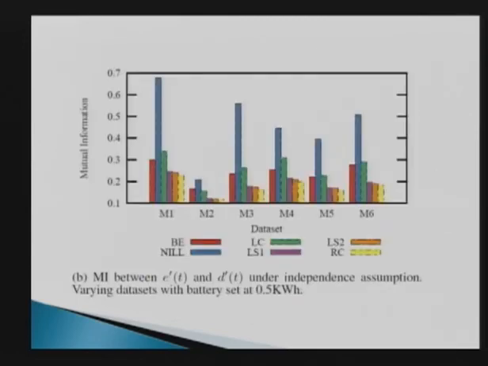And here are some results we got from our experiments. We can see from the results, this is the mutual information. Remember that smaller values mean we get better results. So we can see here, our method is the right 4 bars. The green is not good enough, but the others are good. This is the measurement of directly putting the mutual information on D prime and E prime. The battery setting is 0.5 kilowatt hour. We can see our result is better here.